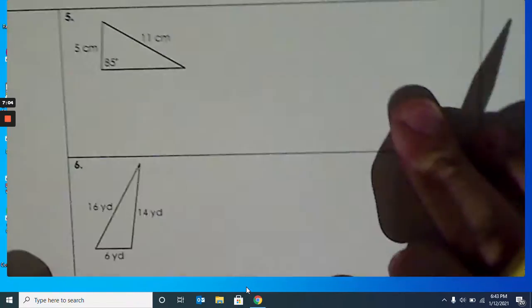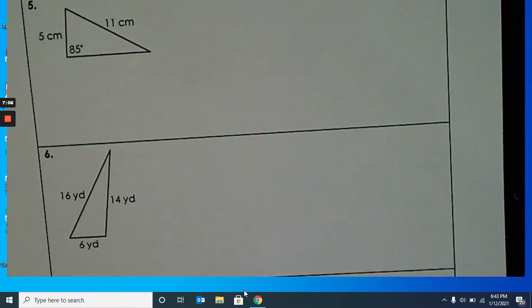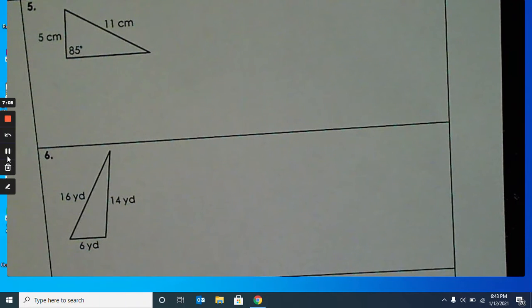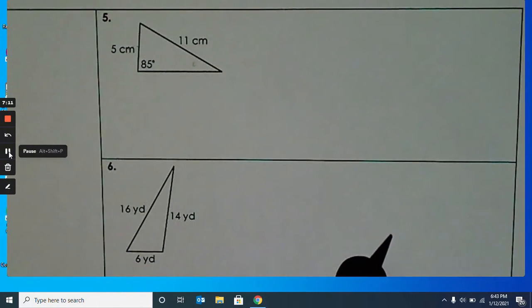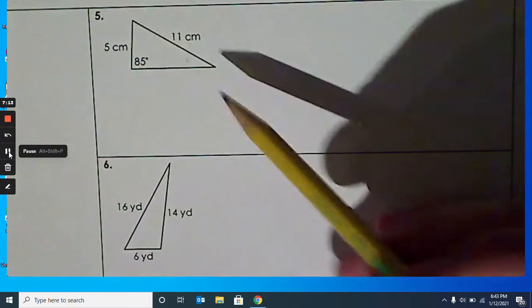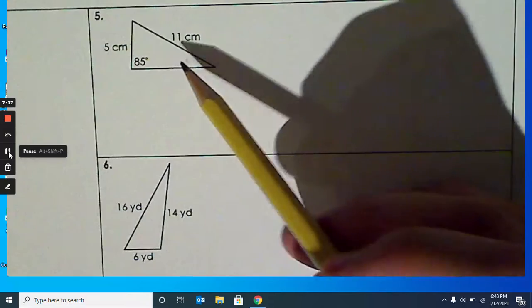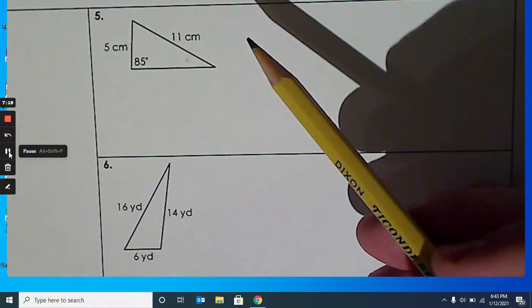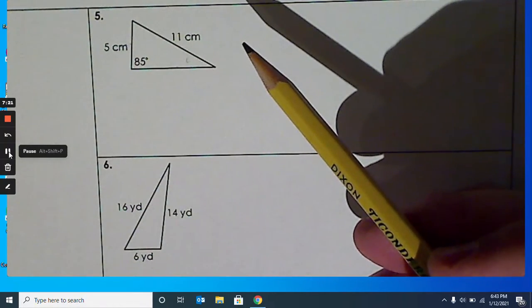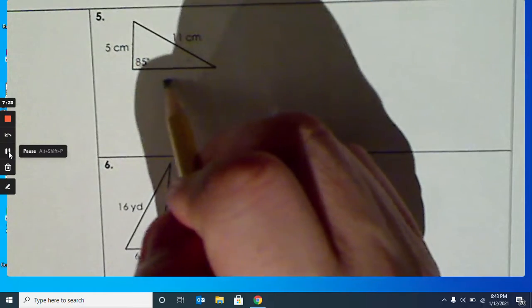So now if you want to try number 5 and 6, I'll bring those up here in a second. Then I'll teach you another area formula. So I wanted to come back in here real quick and just let you know, to do 5 and 6, you're going to have to use the law of cosines for those one right here, because I need to know the third side right here.